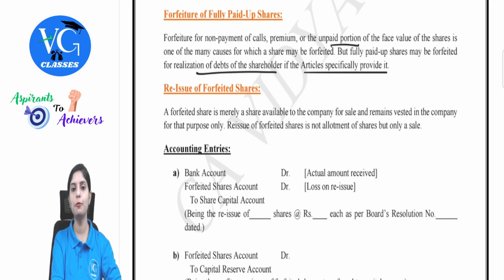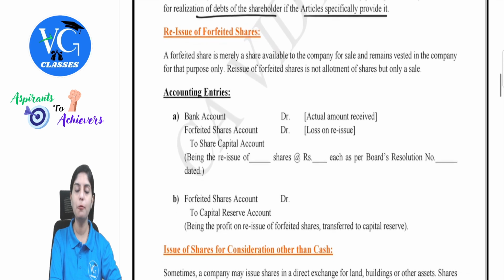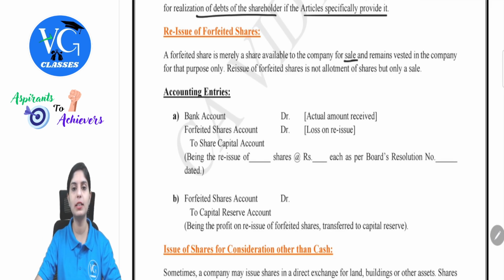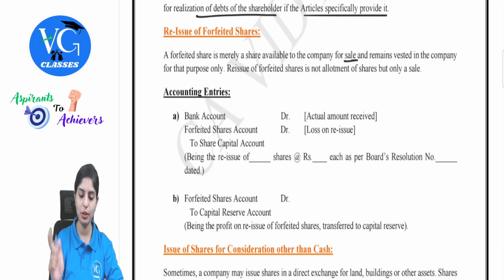Next, after forfeiture, that is after cancellation, the company anyway required money. So what would the company do? It can reissue. Reissue of forfeited shares. A forfeited share is merely a share available to the company for sale and remains vested, that is, the ownership still belongs to the company. Reissue of forfeited shares is not allotment of shares but only a sale. So understand this carefully. It is not the allotment of shares.